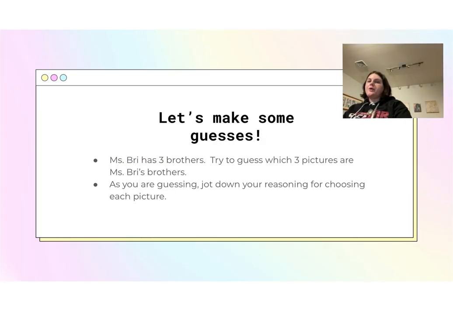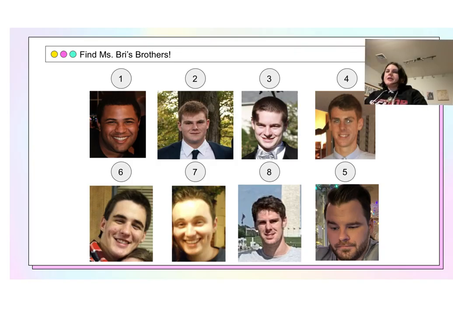All right, so we're gonna start by making some guesses, okay? So I have 3 brothers. We know this. I want you to try to guess which 3 pictures are the pictures of my 3 brothers. As you're guessing, I want you to jot down your reasoning for choosing each picture, so like why you chose each picture. These are my 8 pictures. I want you to go ahead and pick the 3 that you think are my brothers.